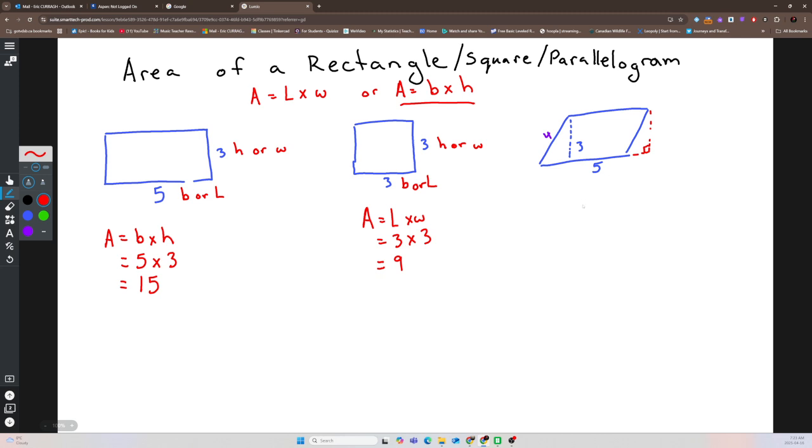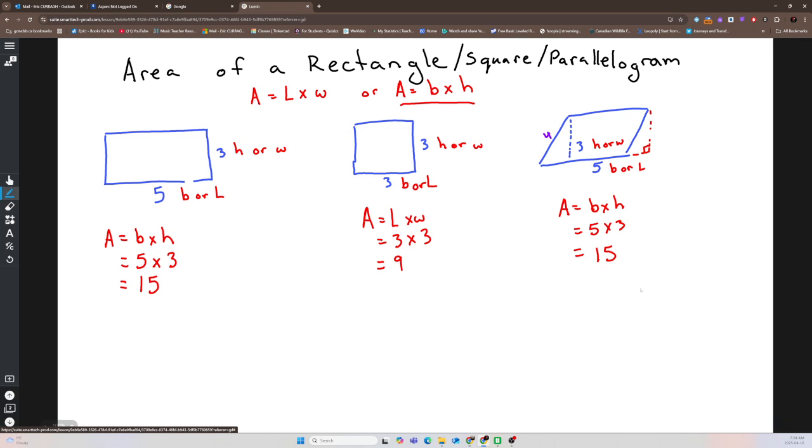So we'll use our base times height calculation again for this one. Write out our formula. We're going to use 5 because that is the base or the length. 3 is the height or the width in this case. So we'll fill those in. 5 for B times 3 for H. And we have an answer of 15 units squared.